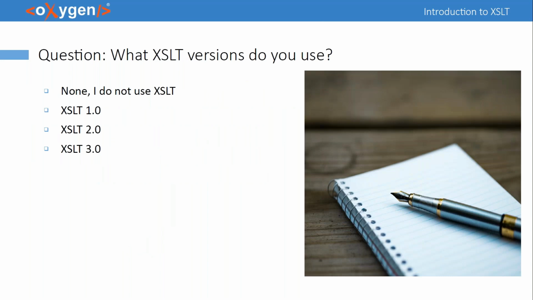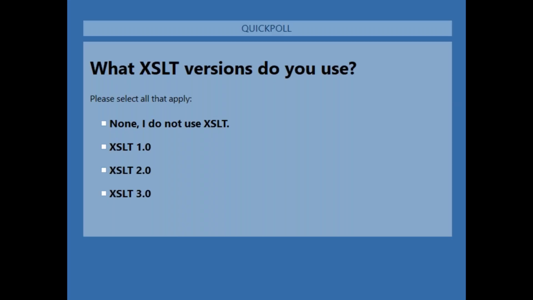Before we continue, I have a question for you. What XSLT version do you use? And I will ask Alim to start the poll. So the answer will be none, if you don't use XSLT, maybe you just look to see what XSLT is here, or XSLT 1, 2, or 3.0. So you can check one or multiple answers here. We'll leave this poll a few seconds to respond, and then we'll share the results with you.